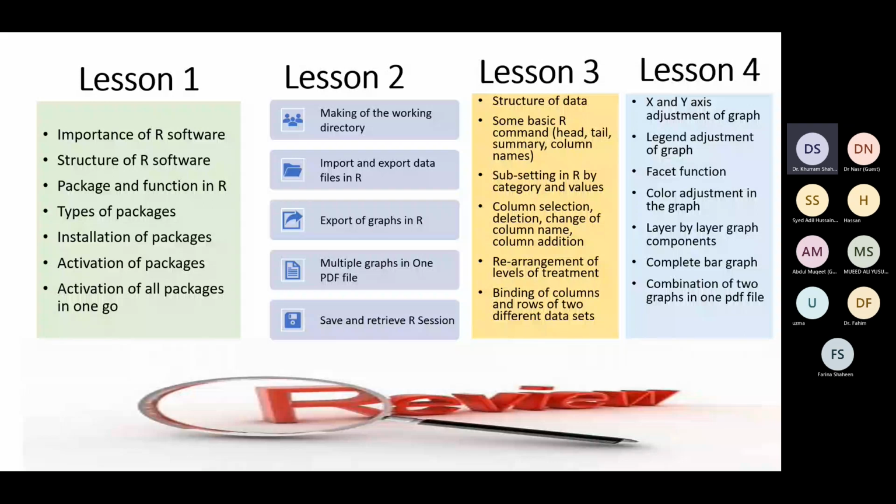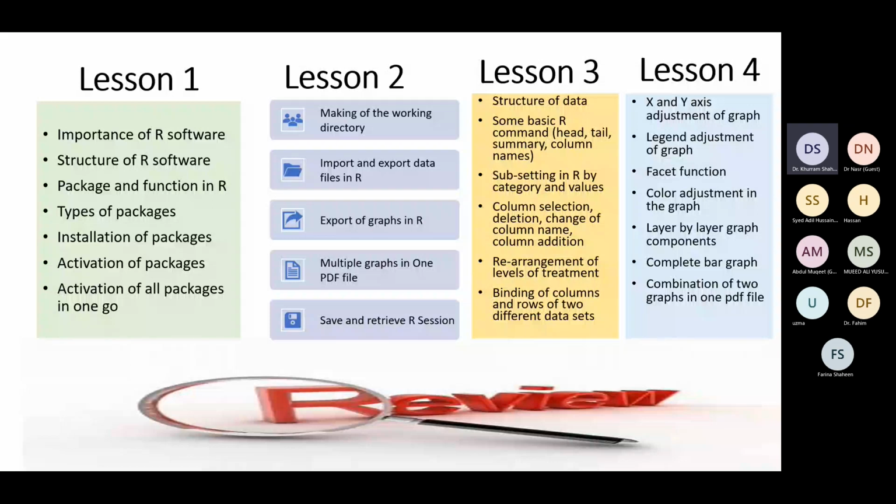After correcting structures, we practiced different functions: head, tail, summary, column names, and then we practiced subsetting in R. We can delete any factors, we can delete any levels, or we can select any levels from our large data. If we want to publish two papers, or we want to split one big study into two drafts, we can do that with subsetting. So we do not need any manual deletion in the Excel file or any amendment.